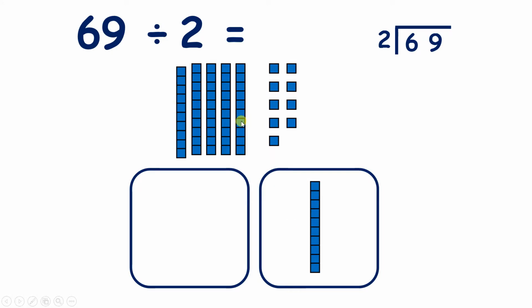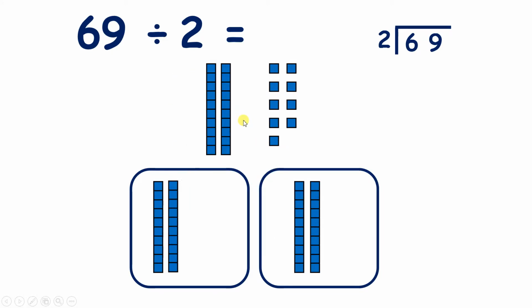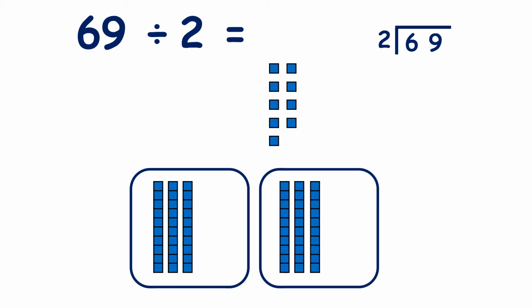So let's share out our 6 tens. So we shared out our 6 tens between 2 groups to give us 3 tens in each group. So we write 3 above our tens column because 6 tens divided by 2 is 3 tens. Now we started with 6 tens and we shared out 6 tens, so now we have no tens left. So we could write a 0 here, or we can just leave it blank.